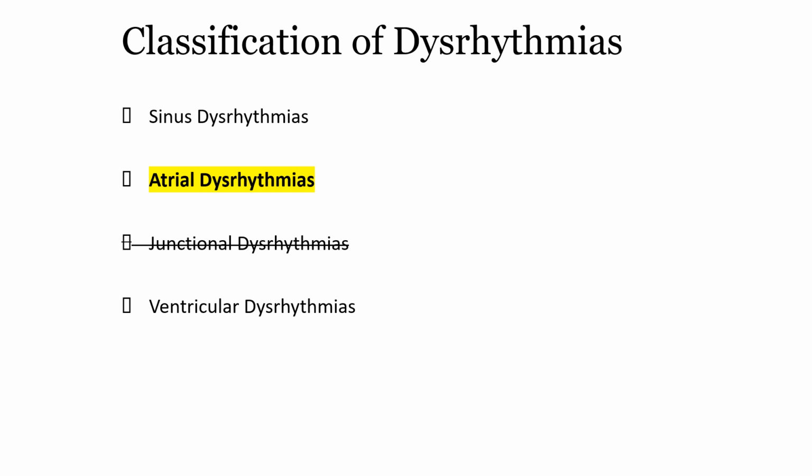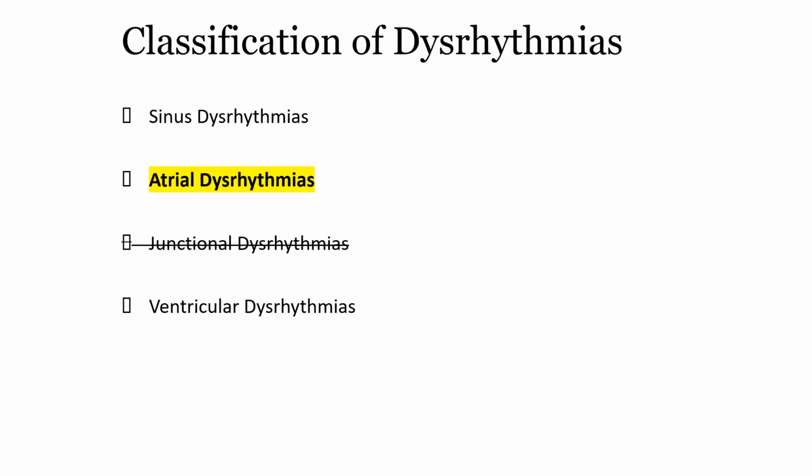In today's video, we're going to talk about atrial dysrhythmias. So when we think about the atrium, we know that that is where electrical impulses should be conducted from the atrium to the ventricle. So if there is an atrial dysrhythmia, something is going wrong in the atrium, and that will affect what's going on in the ventricles.